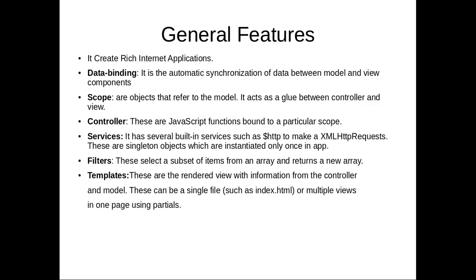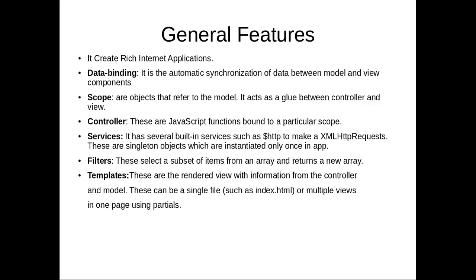Data binding is the automatic synchronization of the data between the model and the view component. Scope is the object that refers to the model. It acts as a glue between the controller and the view. Controller is just a JavaScript function bound to a particular scope. Means, you can say scope is an object that is passed to the controller.